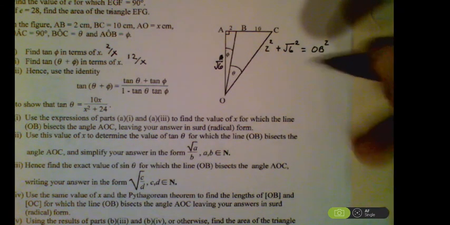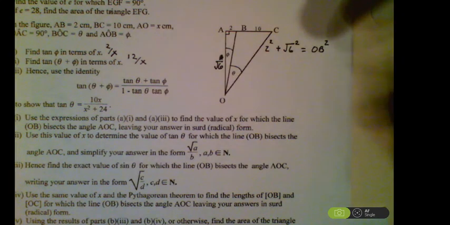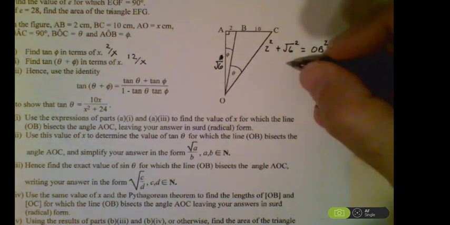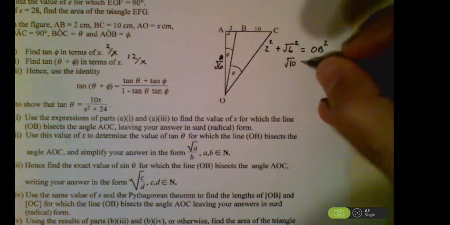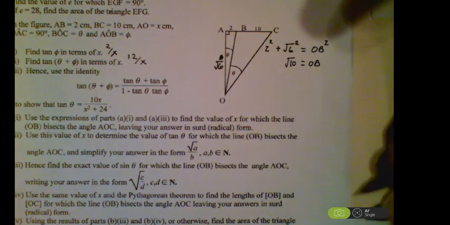So just do a little cleanup. You've got 4 plus 6, which is 10, equals OB squared. So square root of 10 would be OB. So that's how we'd get that one.